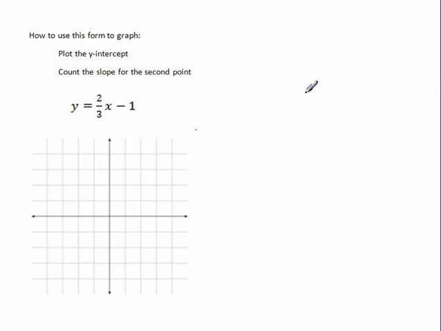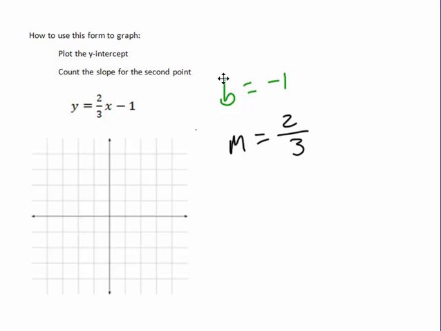All right, so my b value this time is -1. So my b is -1. And my slope, m, is 2/3. So I'm going to rise 2 and run 3.